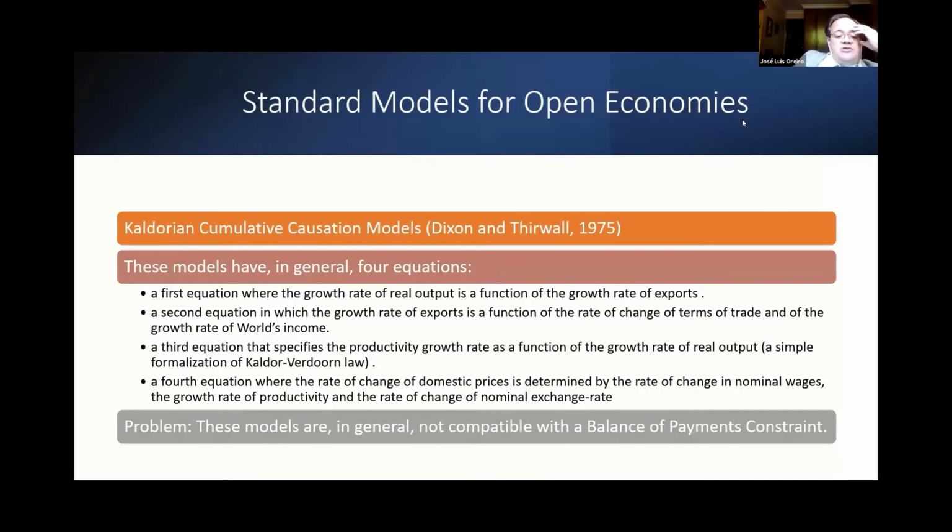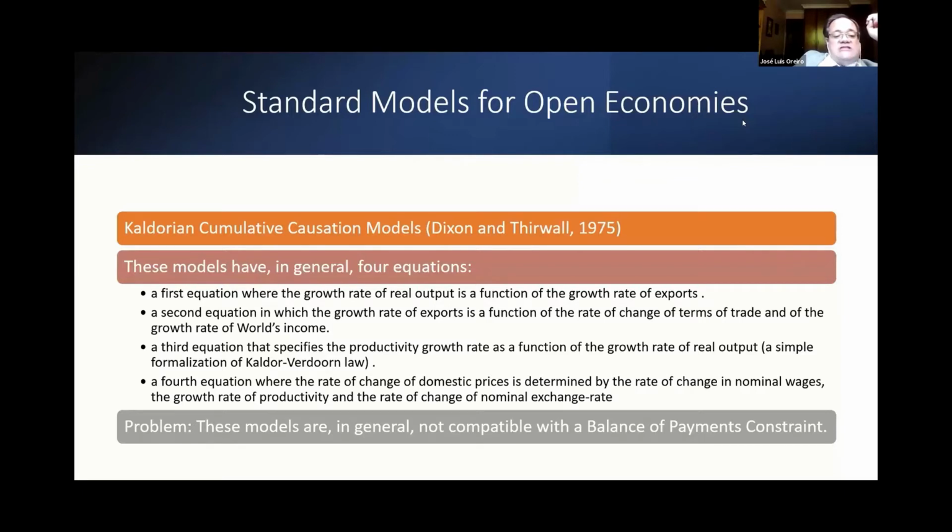A first equation where the growth rate of real output is a function of the growth rate of exports. A second equation in which the growth rate of exports is a function of the rate of change of terms of trade and the growth rate of world's income.